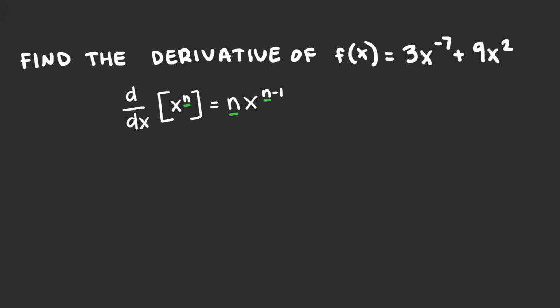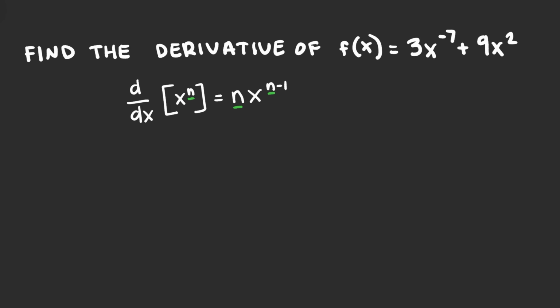So for this example, we need to find the derivative of f of x equals 3x to the power of -7 plus 9x squared. And remember, our formula for the power rule is d dx, x to the nth power equals nx to the nth power minus 1. So the best way to approach this is to separate it by terms. First we'll work on 3x to the power of -7, and then we'll move on to working on the 9x squared. So our n value is our exponent, which in this first term is -7.